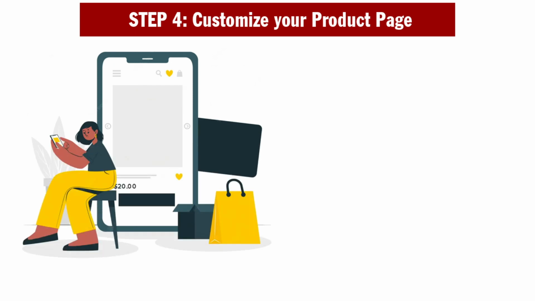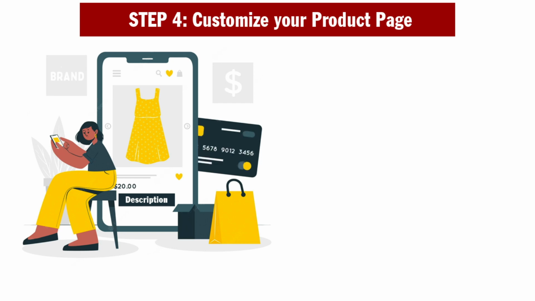Step 4. Customize your product page. Next, you'll want to customize your product page to make it look professional and appealing to potential buyers. You can add a product description, images, and videos to showcase your product. You can also choose a theme for your product page that best matches your brand.